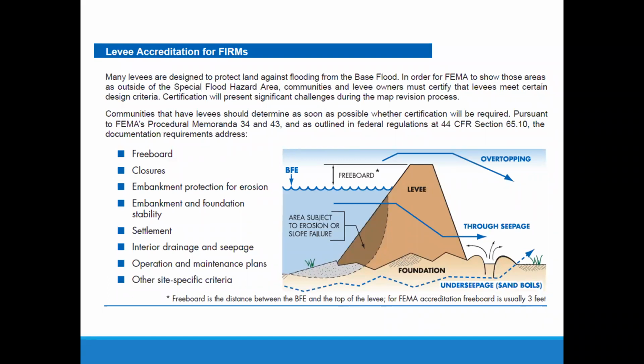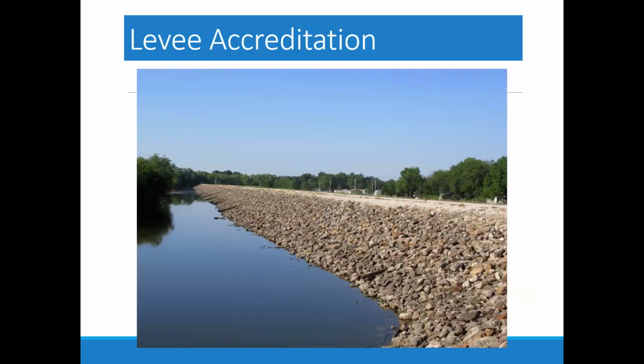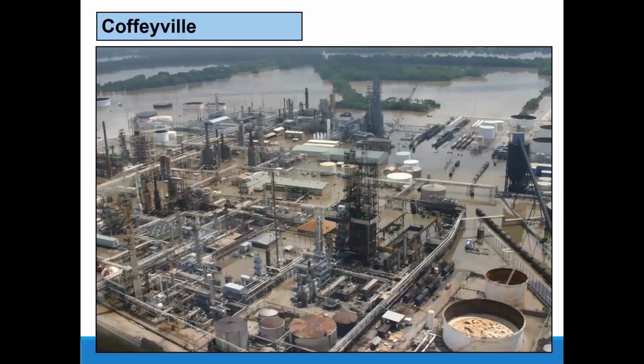So they have to have all of this maintenance and operations to make sure that it's stable and there's no erosion. So here is an example of one. And then in Coffeyville, they had a refinery that flooded, and then it emptied a bunch of oil out into the water after their levee was overtopped. And that was in 2007, I believe.